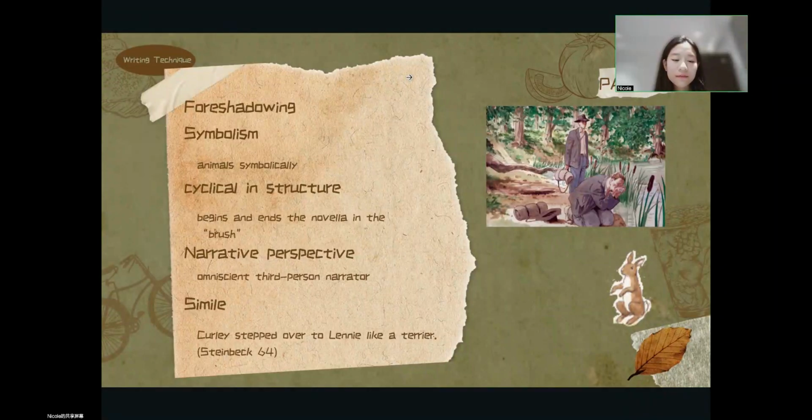And as for the narrative perspective, this book uses an omniscient third-person narrator so that we can totally know how things happen, and it also allows the author to portray the inner lives of these characters objectively. And the last one is simile, such as the sentences, "Lennie walks the way a bear drags his paws," and "Curley stepped over to Lennie like a terrier." The use of similes makes the characters more vivid and attractive, and readers can also feel more realistic when reading.